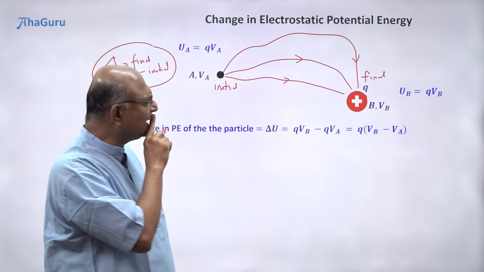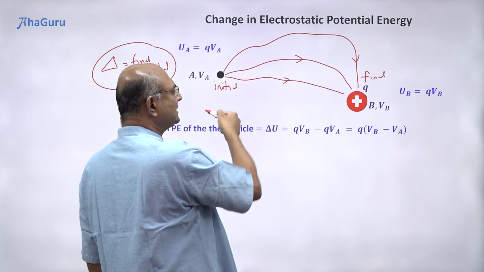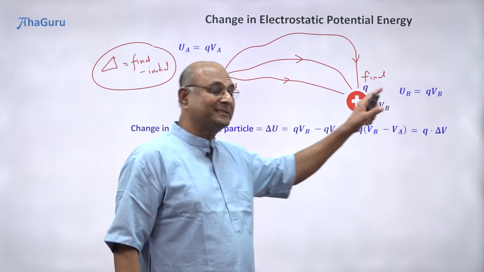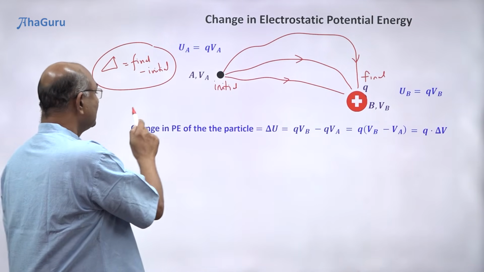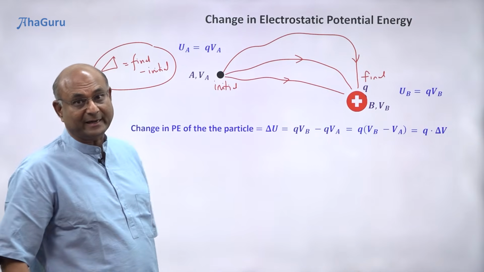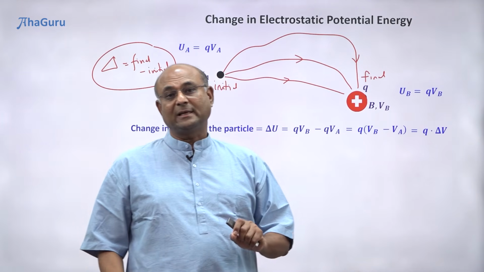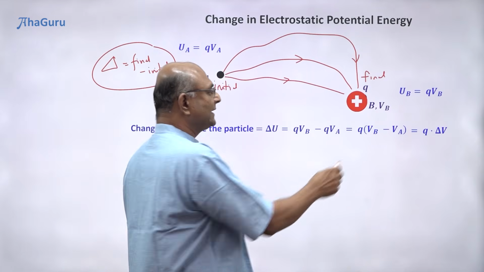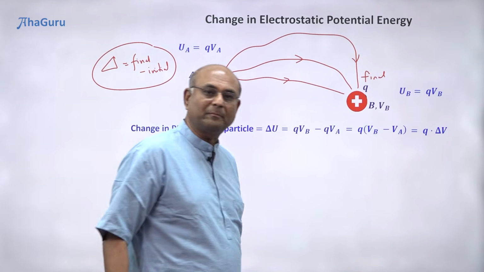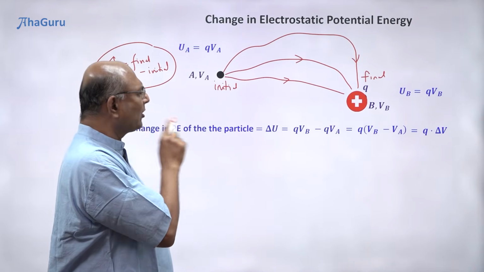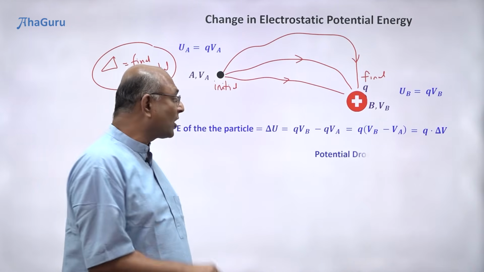What is VB minus VA? Final potential minus initial potential. So this should be called delta V. So Q times delta V. So change in potential energy of a particle when it goes from A to B is charge times the change in potential. Delta V is change in potential. Now keep that point in mind. That's very useful.